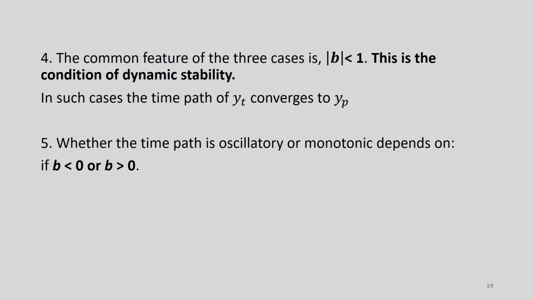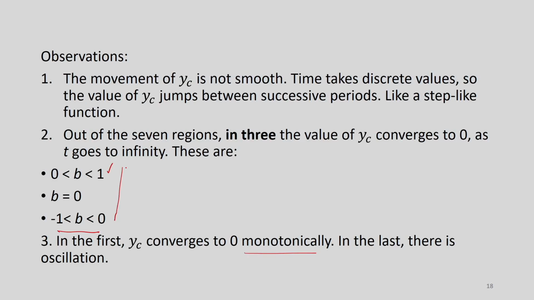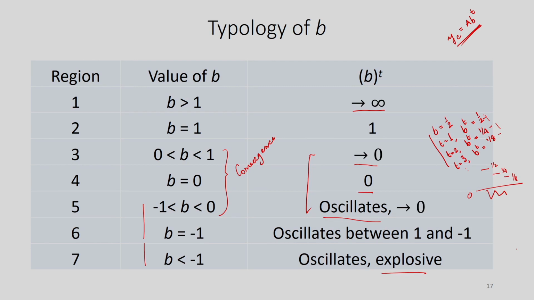So, this is the thing we wanted to figure out, when do we have dynamic stability, and now we can answer that question. The time path of yt converges to yp, that is, we have dynamic stability if the modulus of b is less than 1. So, these are the 3 cases that we are talking about, the 3 cases of convergence.